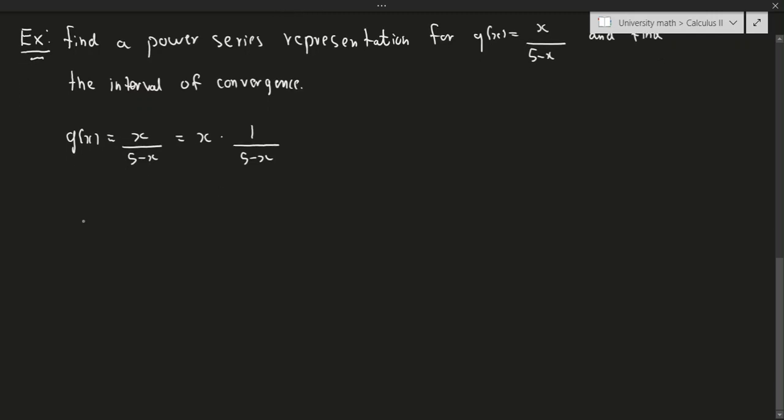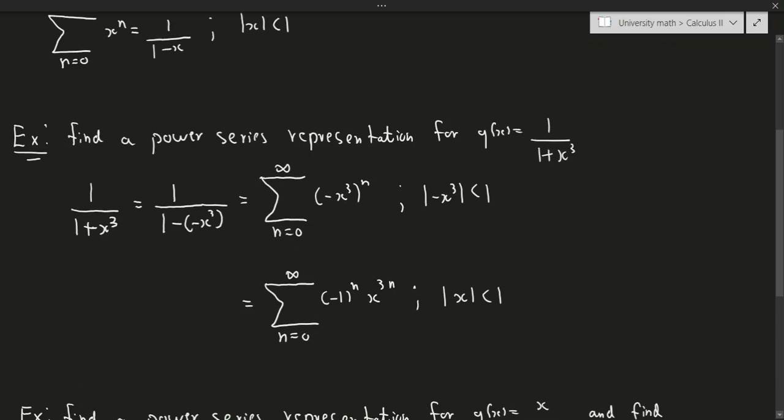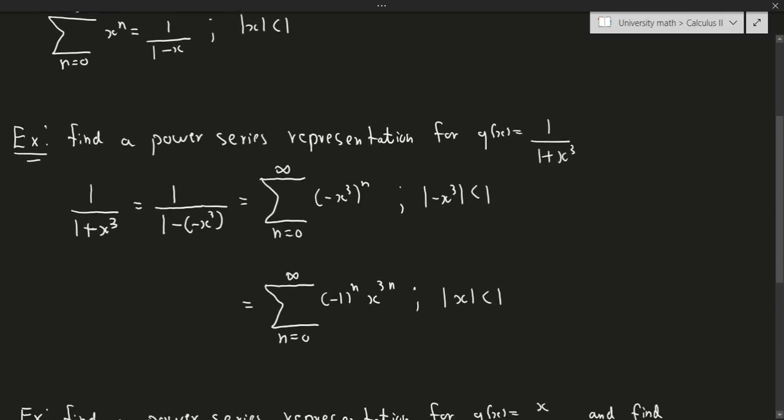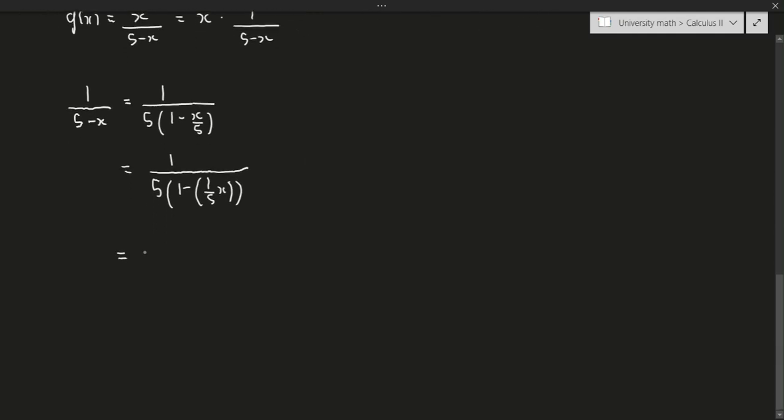Well, okay. So 1 over 5 minus x is the same thing as 1 over 5 times 1 minus x over 5, which is the same thing as 1 over 5 times 1 minus 1 over 5 times x. Okay, well, this is now in the form of 1 over 1 minus x, which is kind of what we need. So this is always our goal whenever we do a power series question. So I'm just going to rewrite this a bit more cleanly. This is the same thing as 1 over 5 times 1 over 1 minus 1 over 5 times x.